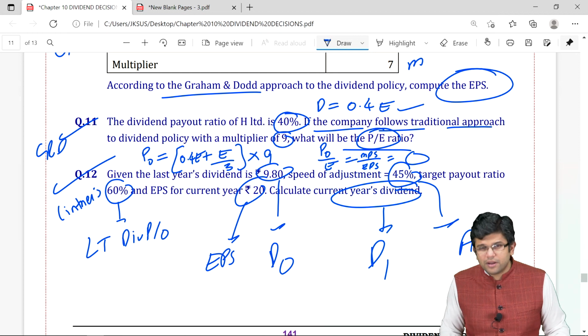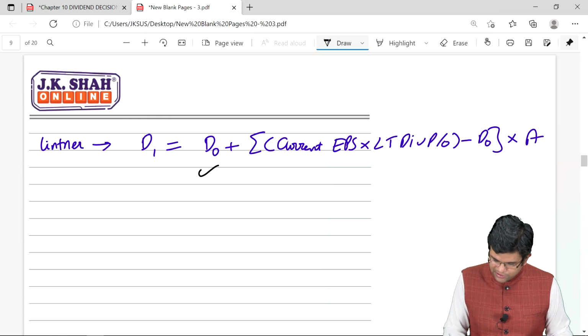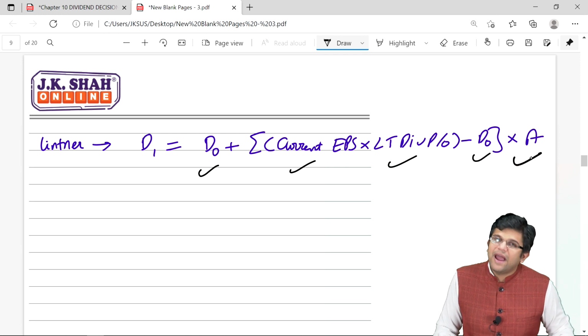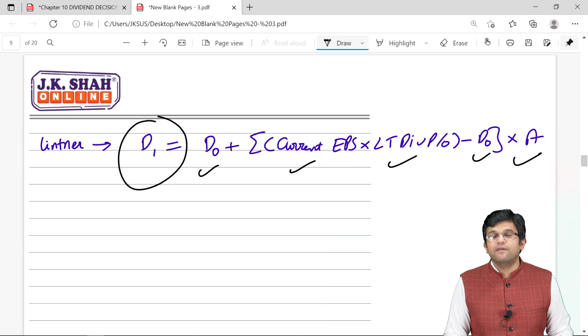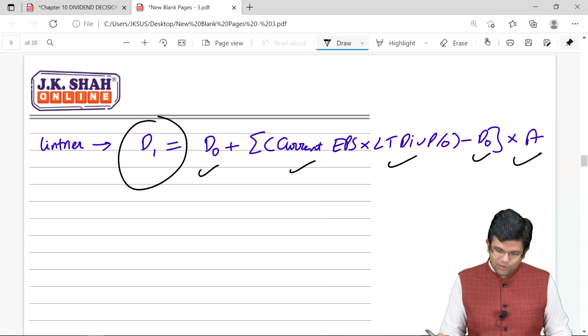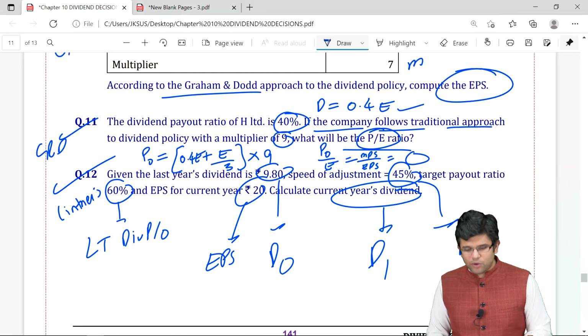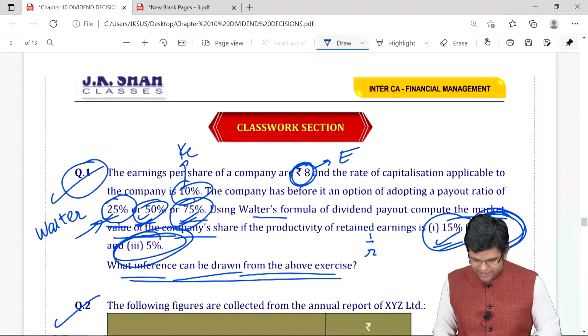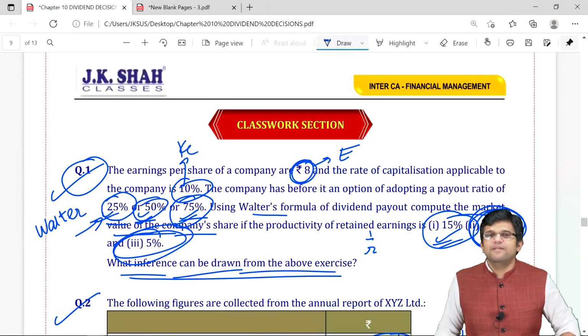Everybody clear? All numbers are there, children. Can you see D0 is there, current EPS is there, long-term dividend payout ratio is there, adjustment factor is there. They are asking you to find D1 using this formula. Everyone clear? So that is Lintner's model. With that, children, we complete the quick revision of the entire chapter of dividend decisions.